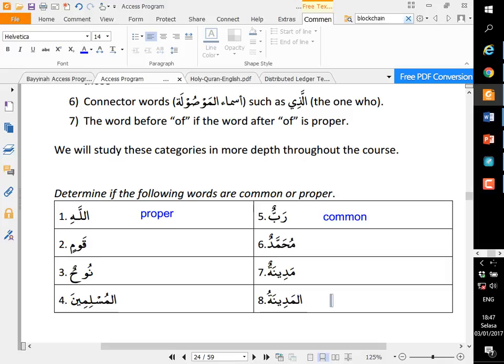How about this? Al-Madinah, number 8. Yes, but it has alif lam. It's proper. It's a tricky question, right? So Madinah itself in number 7 is common, but this alif lam makes it proper. Okay.